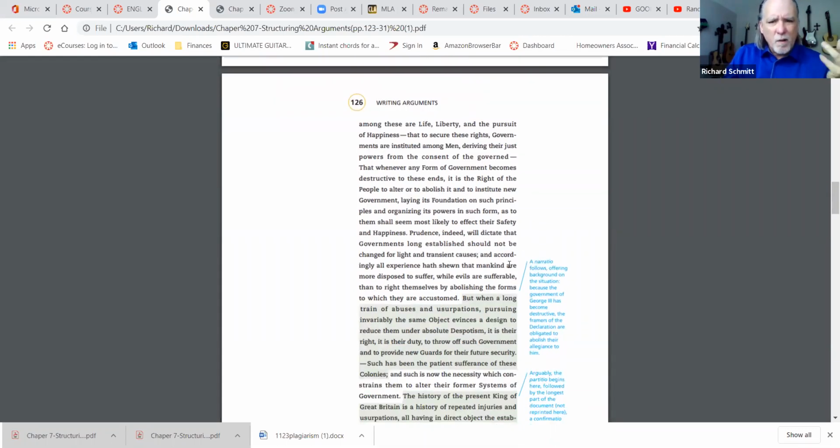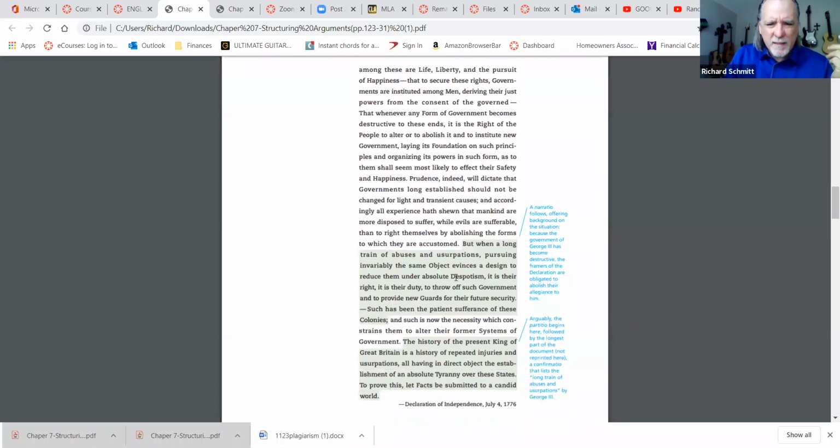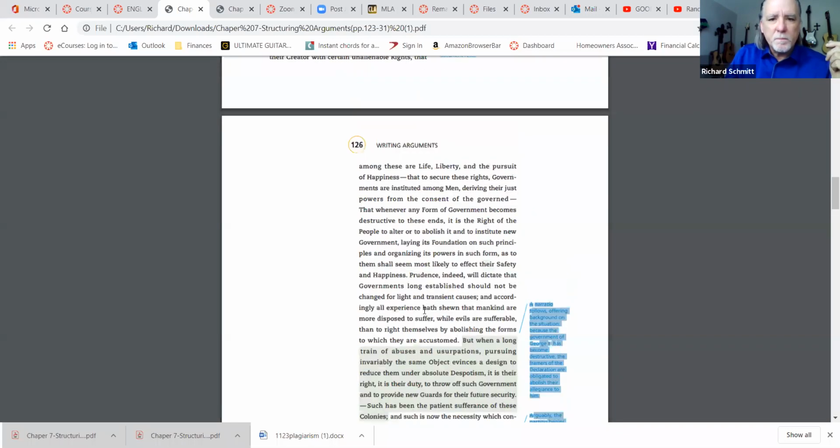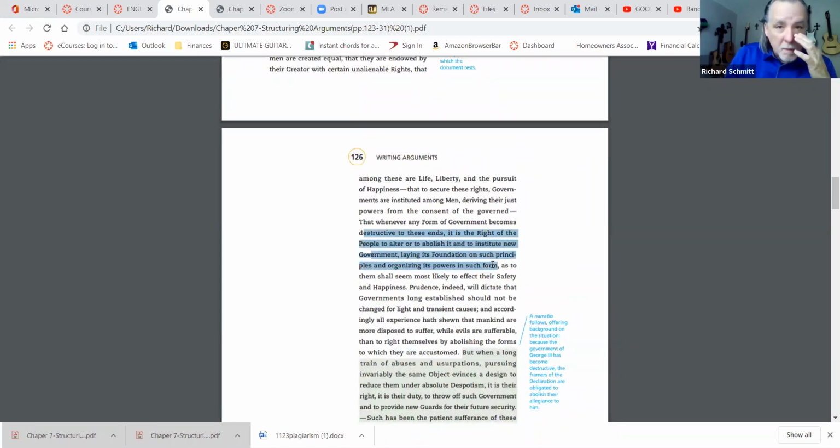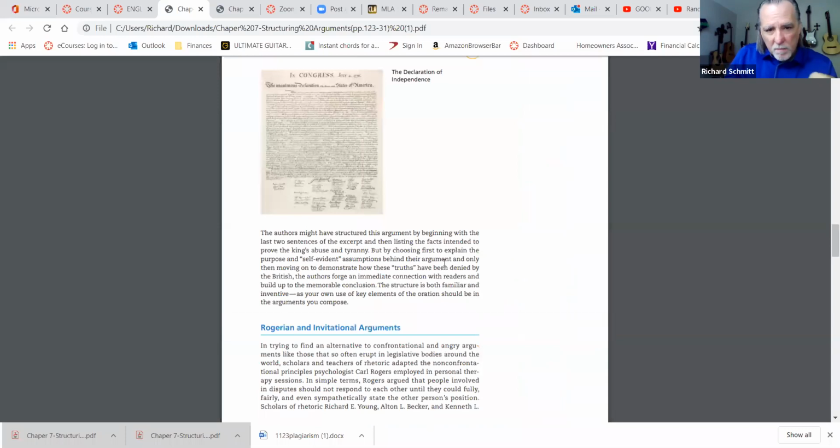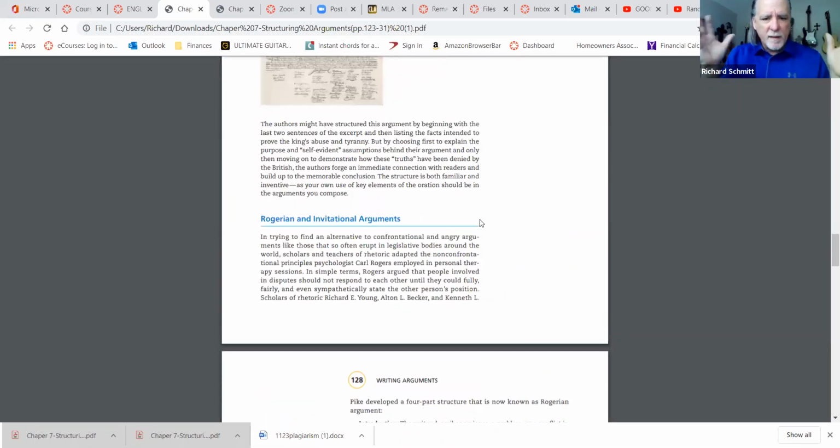So somewhere down here, it's going to say, King of England, Great Britain, you've been terrible to us, so we're going to do that second part. Abolish you, alter you, institute a new government. We'll talk about the rest of the Declaration some other time. Not in a political way or anything, but just its structure.